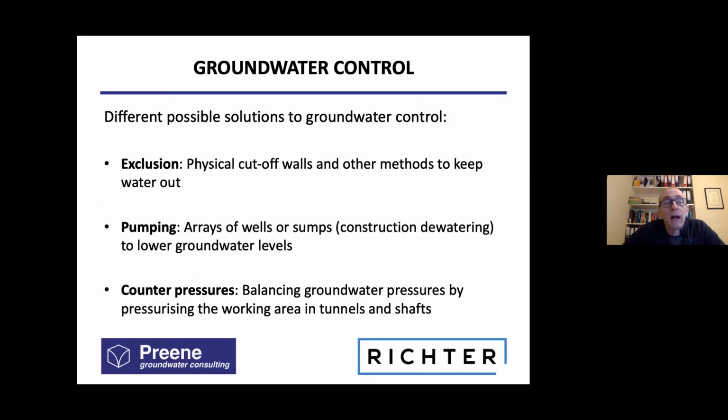So now I'm going to talk about these three different approaches to ground control that I mentioned. This is exclusion, pumping, and counter pressures. I'm going to begin with exclusion. And exclusion is very simple in concept. Basically, we are intending to install a notionally impermeable physical cutoff wall all the way around the excavation to separate our excavation from the wider groundwater regime and exclude the groundwater from our excavation.